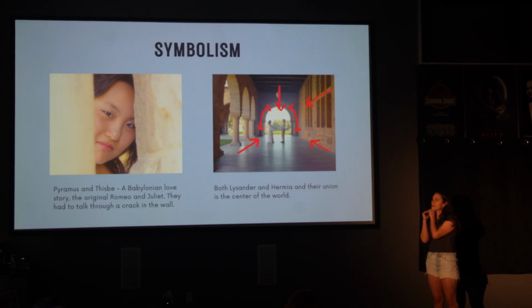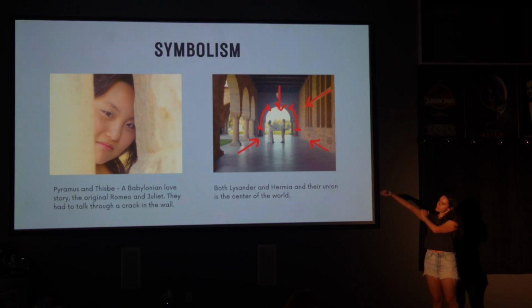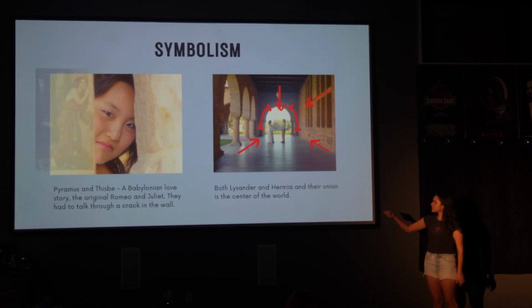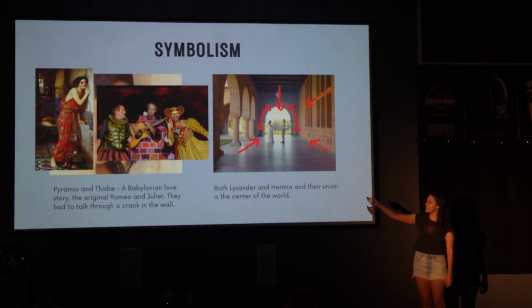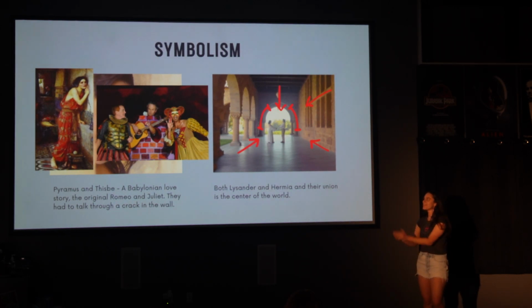And so I wanted to allude to that with these two characters, Hermia and Lysander, who are also lovers in the play who can't be together. So here's a depiction of the love story, and then here it is being done in A Midsummer Night's Dream. They talk through it. Someone plays the wall, and they talk through a wall.